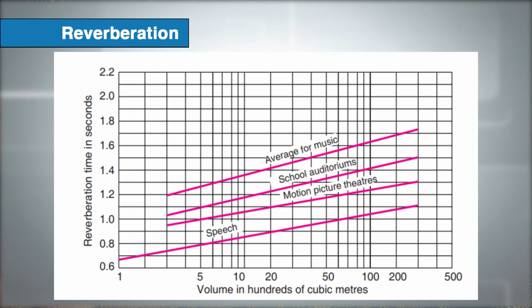The average for music line shows the longest reverberation time, suitable for music performance spaces where enhanced acoustics add to the quality of sound. The graph shows that as the volume of the room increases, the optimal reverberation time also increases. This graph helps architects and acoustical designers tailor the acoustics of a room to its intended use by choosing materials and design strategies that will achieve these optimal reverberation times.